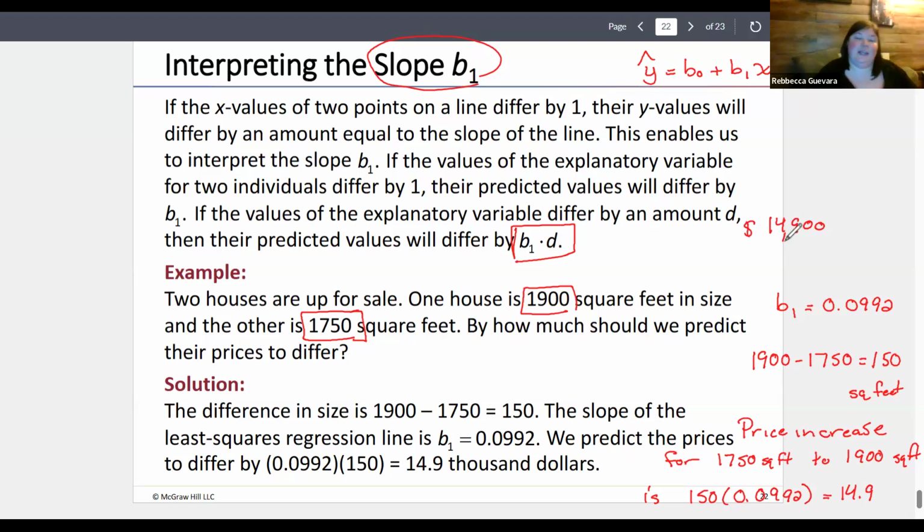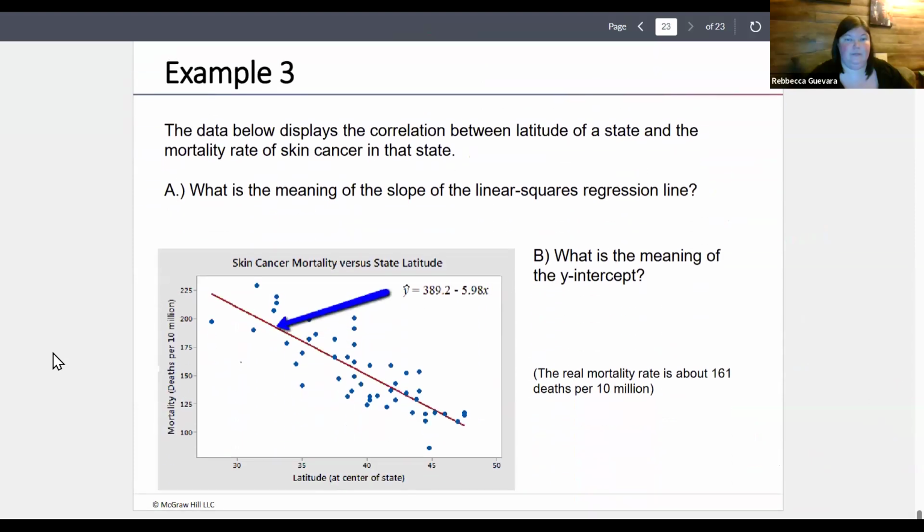So if I increase the size of my house by 150 feet, I expect that the cost of the house is going to increase by almost $15,000. So that's how we can use our slope to make interpretations. Okay, so we want to get some meaning out of some of this. The data below is showing you the latitude of the center of the state and the mortality rate due to skin cancer. What is the meaning of the slope in the least squares regression line?